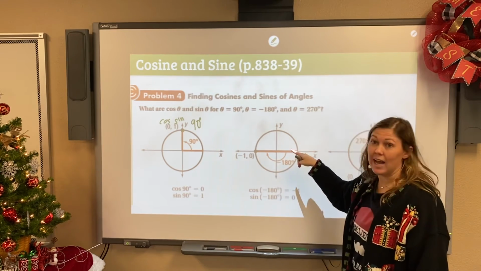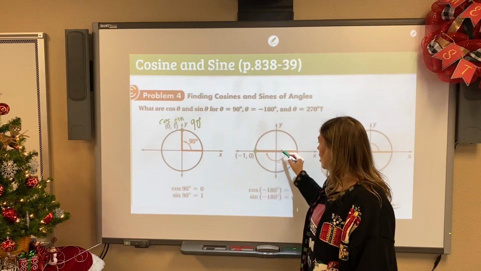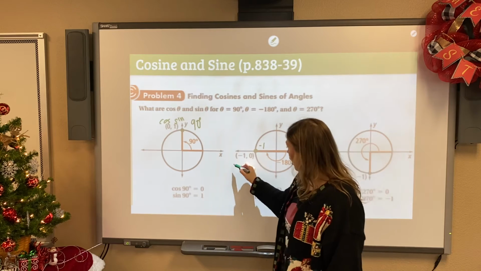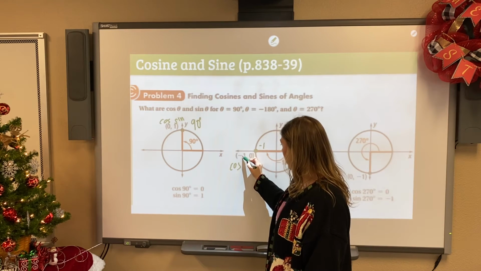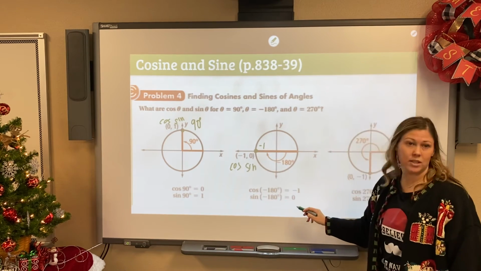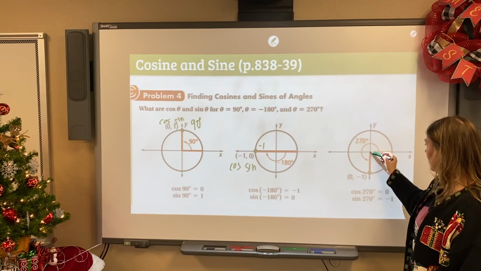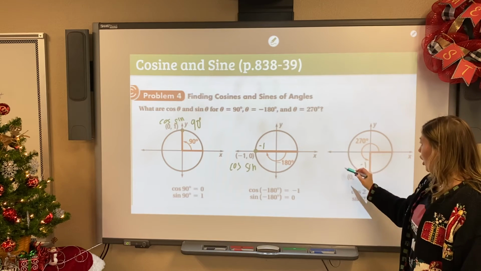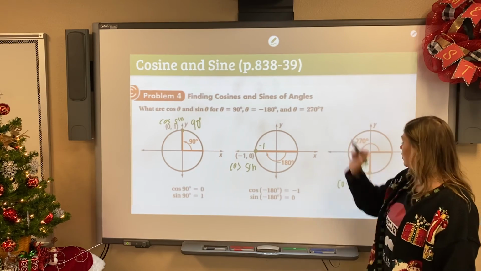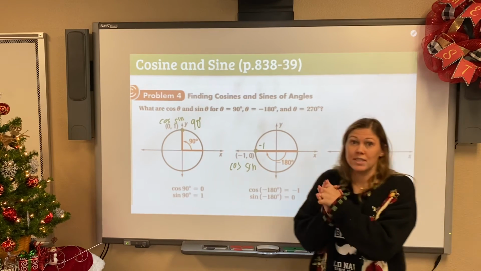If we look at negative 180, this is clockwise, and negative 180 is right here. The radius is negative 1, so the point is negative 1, 0. So your cosine of negative 180 would be negative 1, and your sine of negative 180 would be 0, which is your Y value. And lastly, we have 270, which is right here, so that coordinate point would be 0, negative 1. So your cosine of 270 would be 0, and your sine of 270 would be negative 1. Those are the basics of finding the sine and cosine of angles.